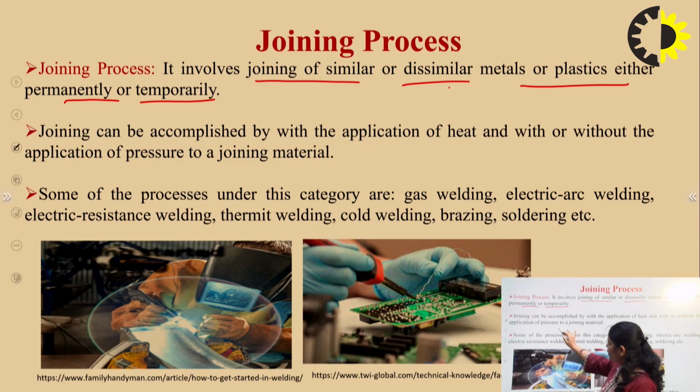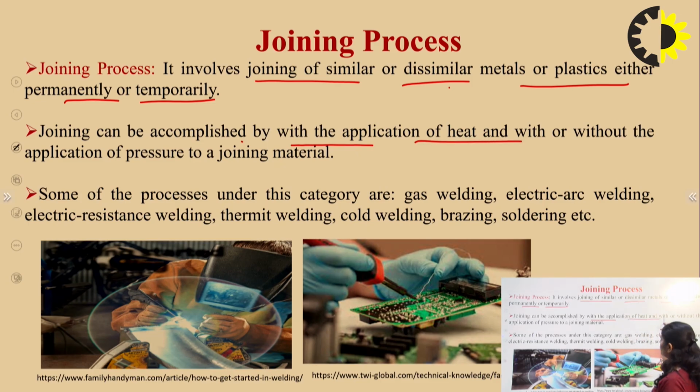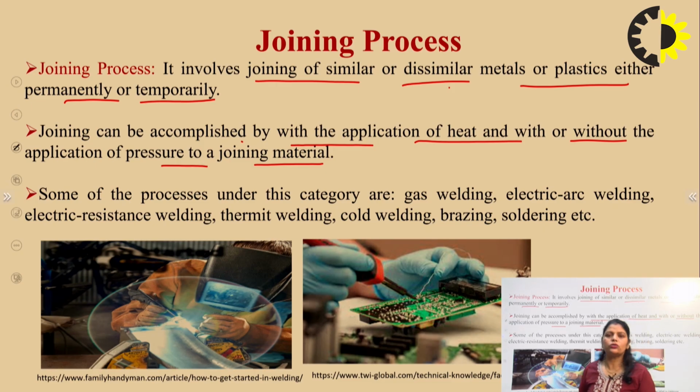Now, joining can be accomplished with the application of heat. For example, in the case of welding, we use heat, with or without the application of pressure to the joining material. So depending on the type of welding process that we are using, it will tell us whether we apply only heat or heat and pressure.